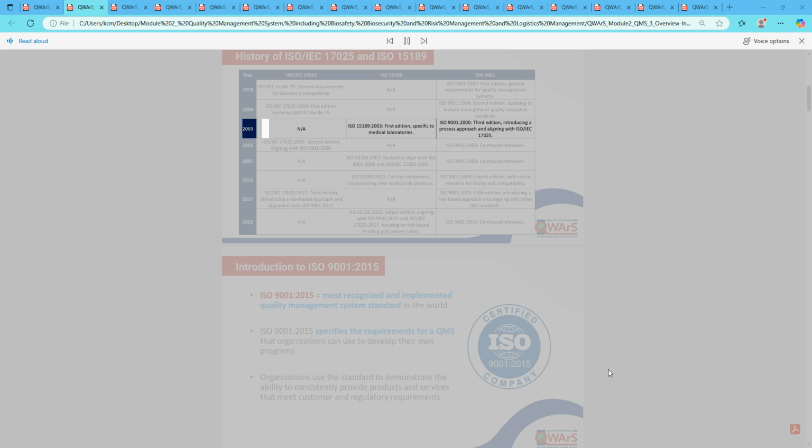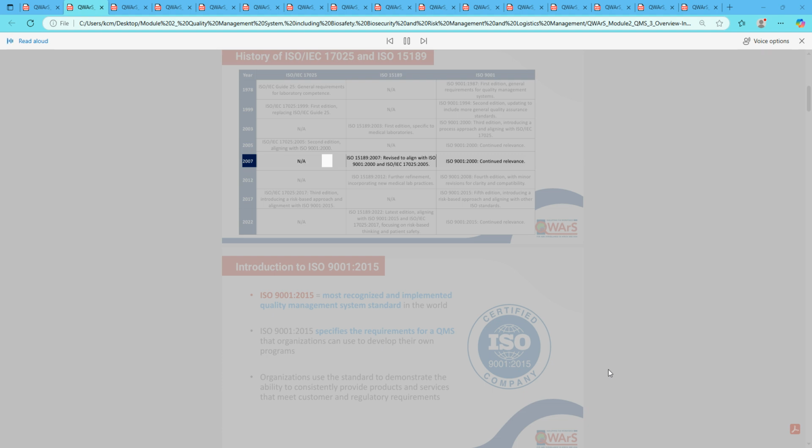2003, not applicable. ISO 15189:2003, First Edition, specific to medical laboratories. ISO 9001:2000, Third Edition, introducing a process approach and aligning with ISO/IEC 17025. 2005, ISO/IEC 17025:2005, Second Edition, aligning with ISO 9001:2000. Not applicable. ISO 9001:2000, continued relevance.